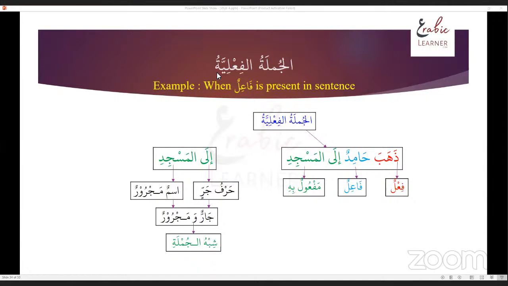Yes, sister. Liman is a combination of two harfu jar? No. I leave it for the time being, sister. I don't want you to be confused. Just remember this Liman as Liman only. To whom? For whom? To whom? Or whose? For the time being, just assume Liman is that.